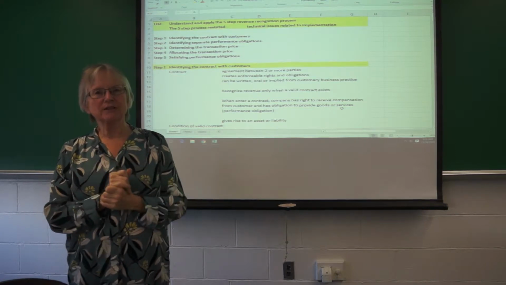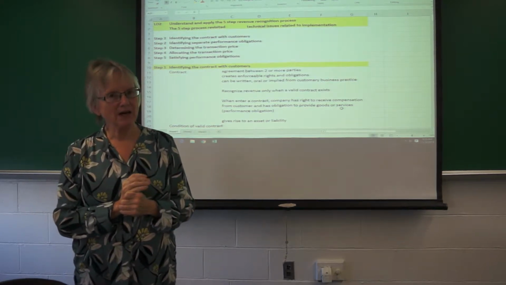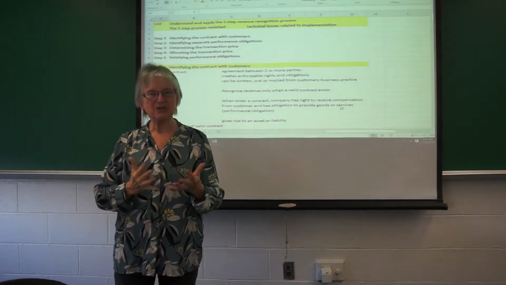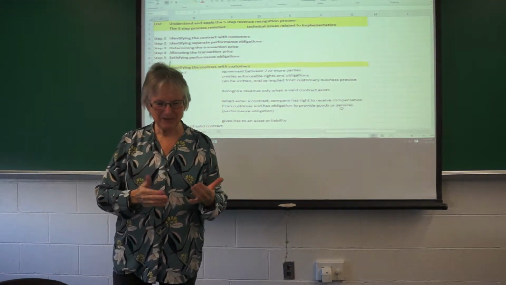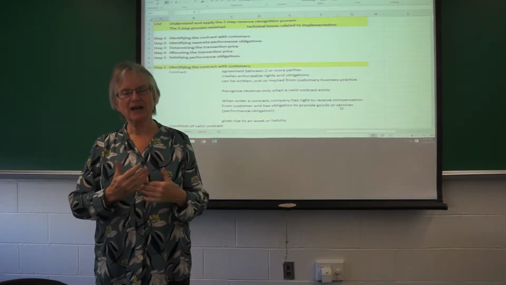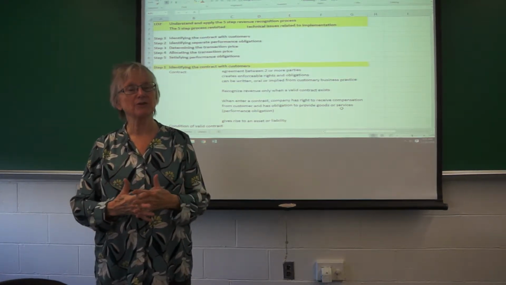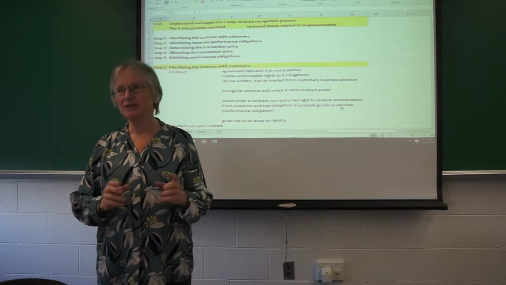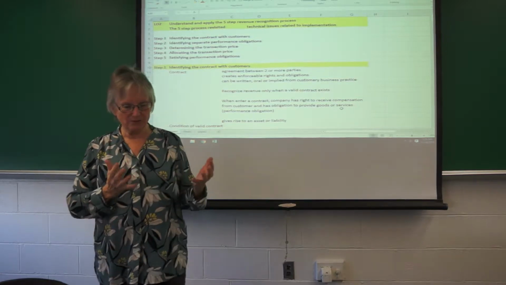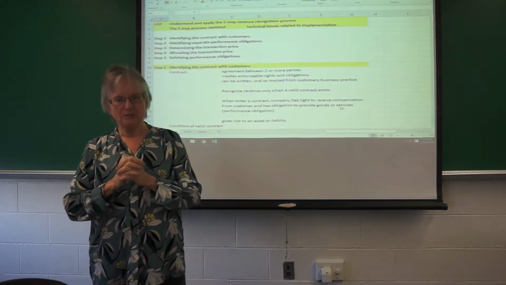You can only recognize revenue when there is a valid contract. So you have to know the conditions of a valid contract. It has to have commercial substance. I talked a little about that before. Basically, the expected cash flows have to change as a result of the transaction. You can't just exchange like items. It has to have some commercial substance.